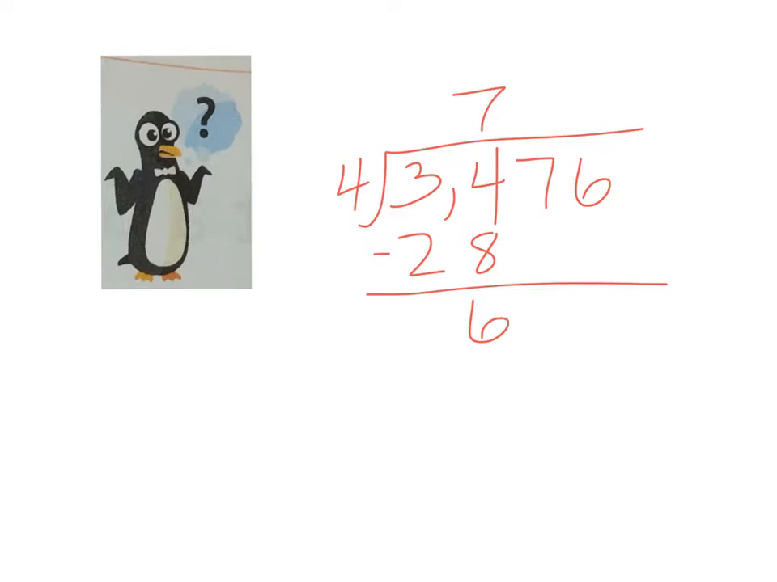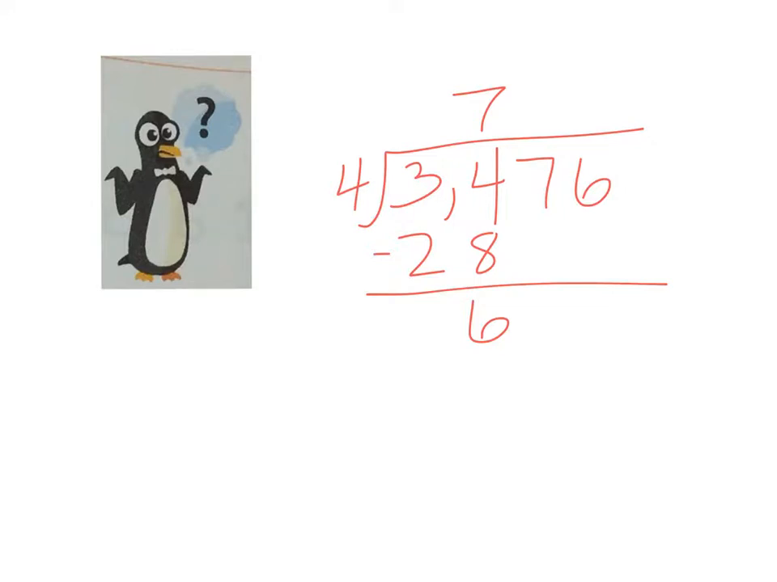The puzzled penguin is at it again. He took 3,476 divided by 4. He put a 7 up top, and then he realized that 4 times 7 was 28, and when he subtracted, he got 6. Well, what is wrong with this? He knows he did something wrong, but he's not sure how to fix it.